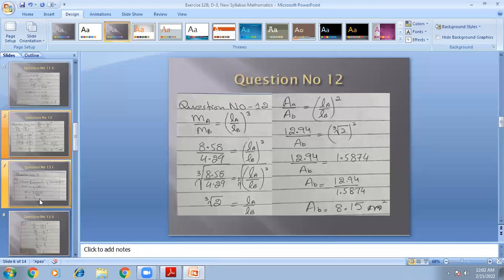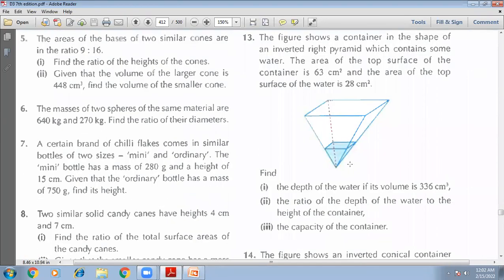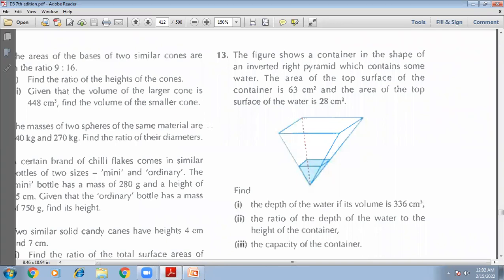Okay, so let's move to the next part. Hopefully you understand this. Now we have to go to question number 13, showing up on your screen. It says the figure shows a container in the shape of an inverted right pyramid, which contains some water. The area of the top surface of the container is 63 centimeters square, so remember this. And the area of the top surface of the water is 28 centimeter square. The question is, find the depth of the water if its volume is 336 centimeter cube.